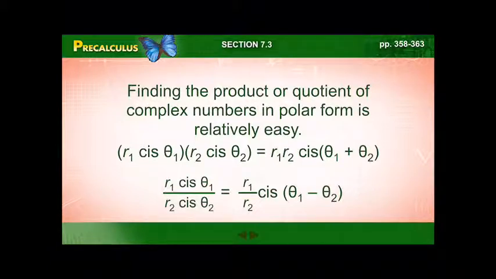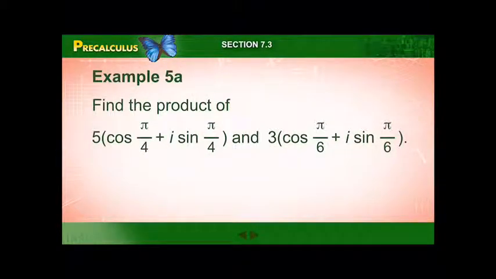It's a lot easier doing this than graphing out the two triangles. You can actually graph out the two triangles on the complex plane, find them all, add your thetas together, add your resultants together. It's just a little bit faster to do this method right here. So make sure you have those written down.